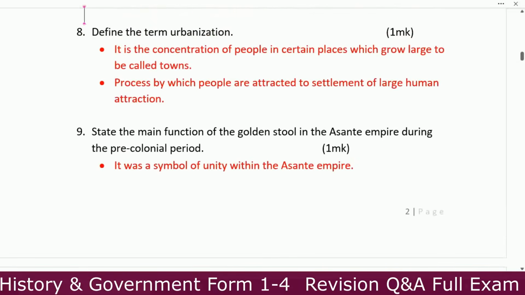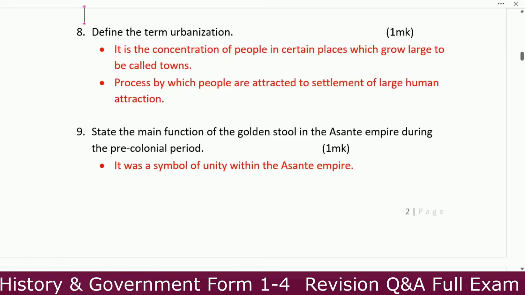Number 7, you're told define the term urbanization. Urbanization is the concentration of people in certain places which grow large to become towns. Urbanization also is the process by which people are attracted to settlement of large human attraction.